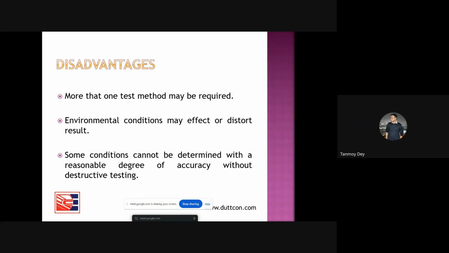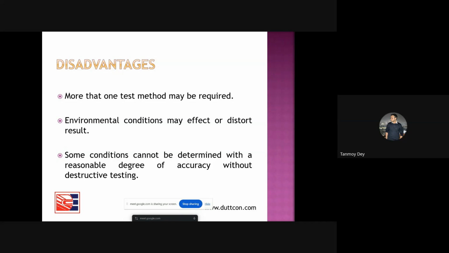What is the disadvantage? I already told: only one or two particular tests may not be sufficient to assess the structure, the integrity and quality of the structure. More than one test method may be required. Now, another thing: since it is in situ, environmental condition is very, very important here.